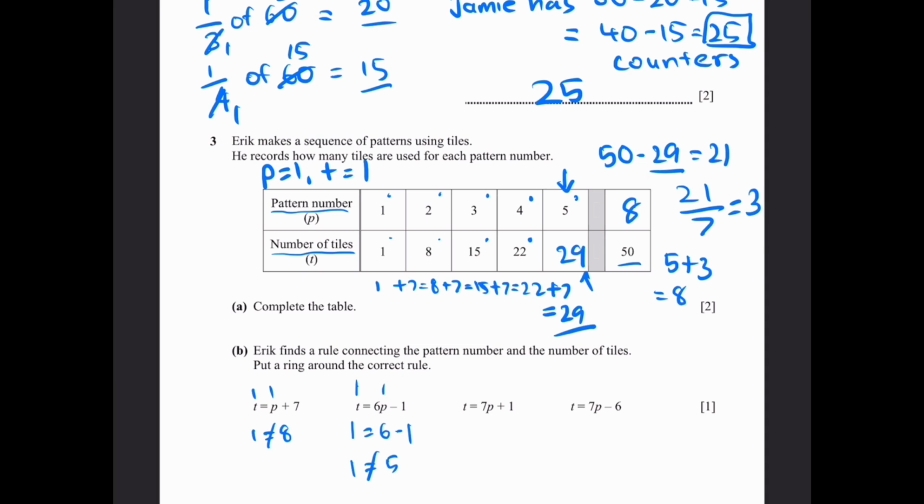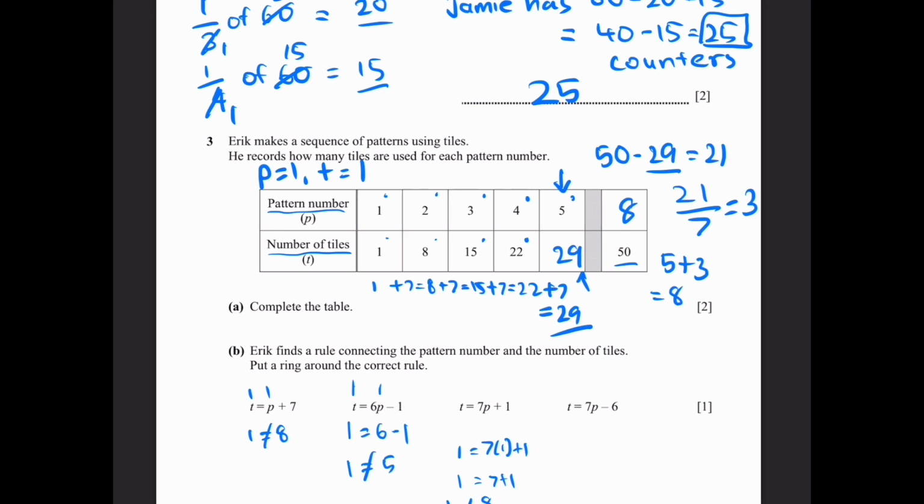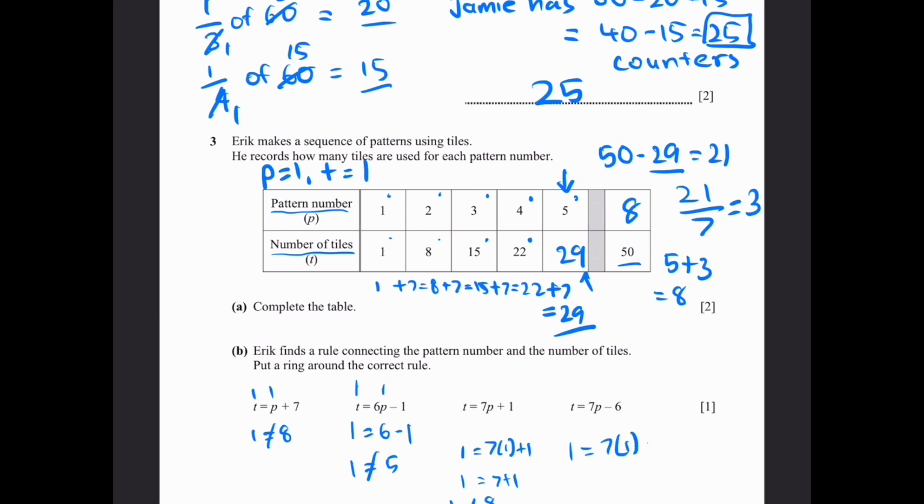With T equals 7P plus 1, so 1 goes 7 into 1 plus 1. 1 equals 7 plus 1, but 1 is not equal to 8. Next, T equals 7P minus 6. So 1 equals 7 into 1 minus 6. 1 equals 7 minus 6, 1 equals 1. Yeah, that's true. If you want to check it, try substituting pattern number 2 and number of tiles 8.